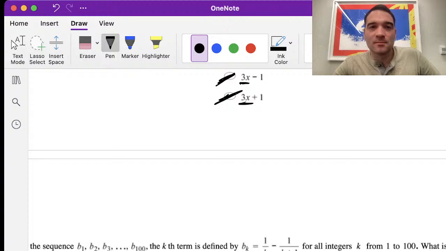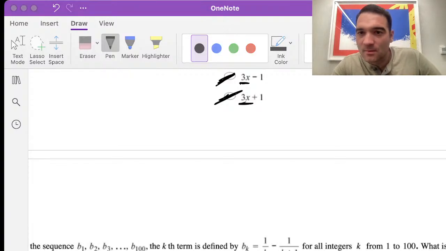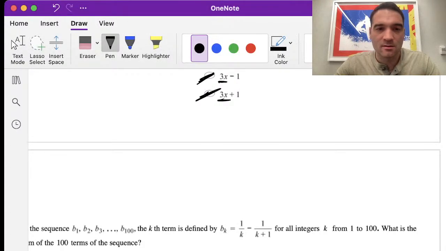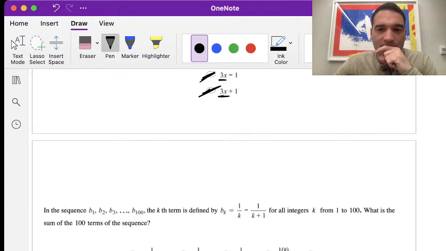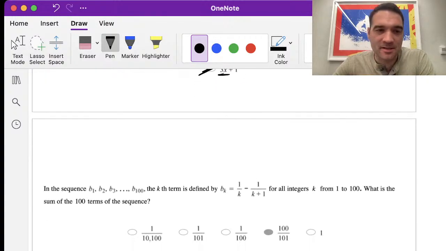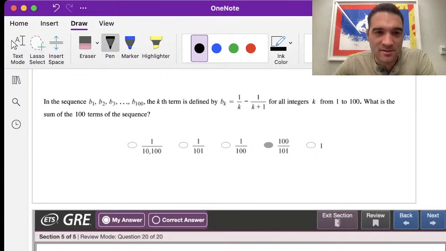All right. So here's one that is good, and it looks like it got a little cut off. Sorry if the noteboard's bouncing around a little bit. Let me zoom out on this one. Okay. So we got this sequence, B1, B2, B3, all the way up to B100. The kth term, whatever that means, is defined by B sub k is equal to 1 over k minus 1 over k plus 1.